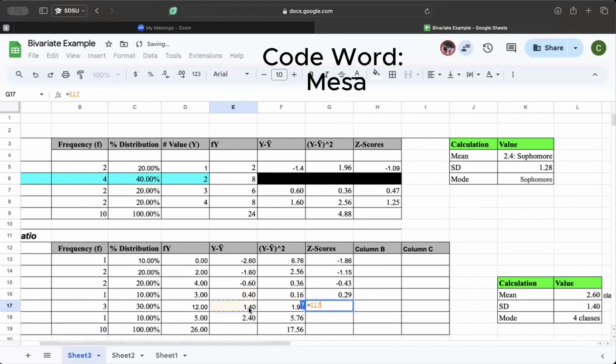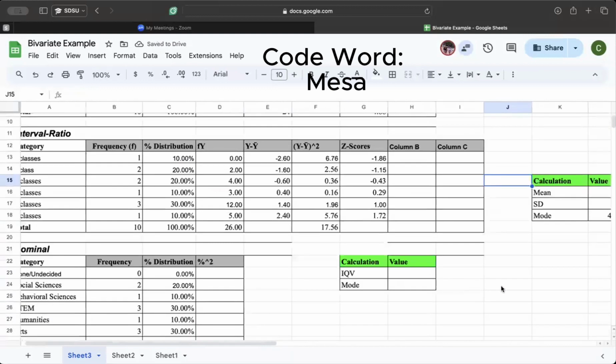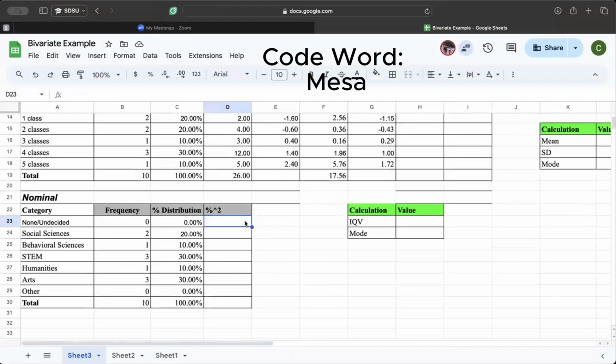As I mentioned, I'm not going to go into the back of the book to find the column B's and C's. But remember that that is where this is Appendix B of the textbook. Okay, so that's how we went through our interval ratio.